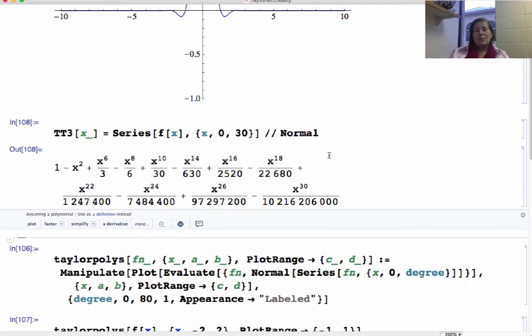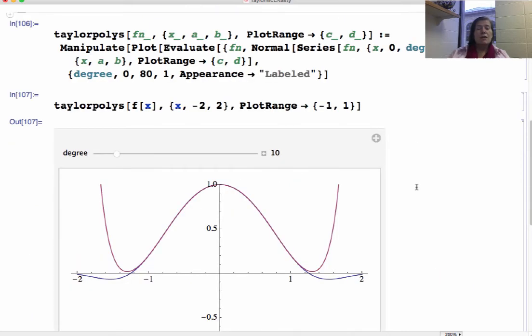Now that perhaps looks a little daunting, but remember, differentiating and integrating polynomials is much easier than differentiating and integrating more complex functions. And if I really don't care about the values of the function outside the interval from minus 1 to 1, then the degree 10 Taylor polynomial is a very good approximation on that interval.